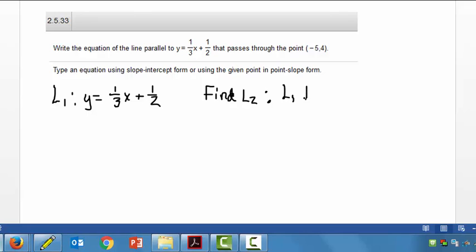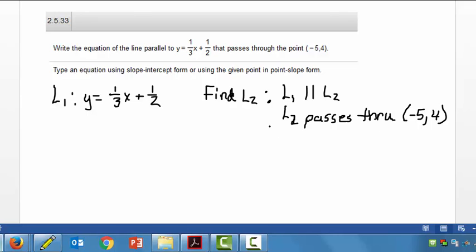L1 and L2 are perpendicular to each other. Oh, no, parallel. So here's the symbol that says is parallel to. L1 is parallel to L2. And L2 passes through the point negative 5, 4.